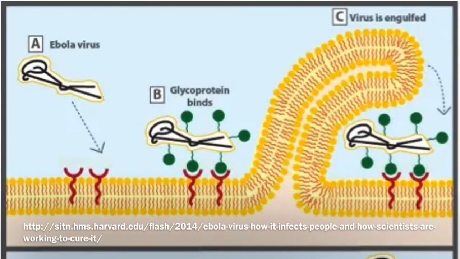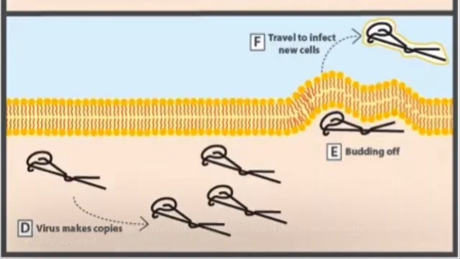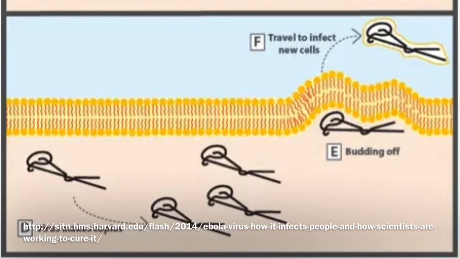To reproduce, Ebola must enter a living cell. The virus attaches to a nutrient traveling through one of the entryways in the cell membrane used to take in food. The Ebola virus will enter the cell by macropinocytosis.